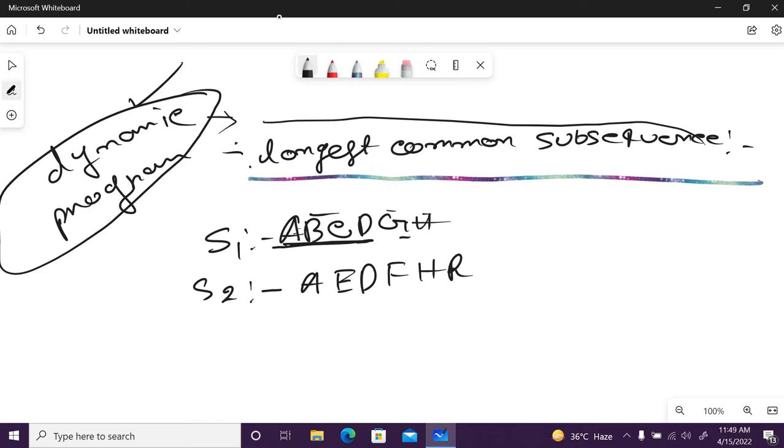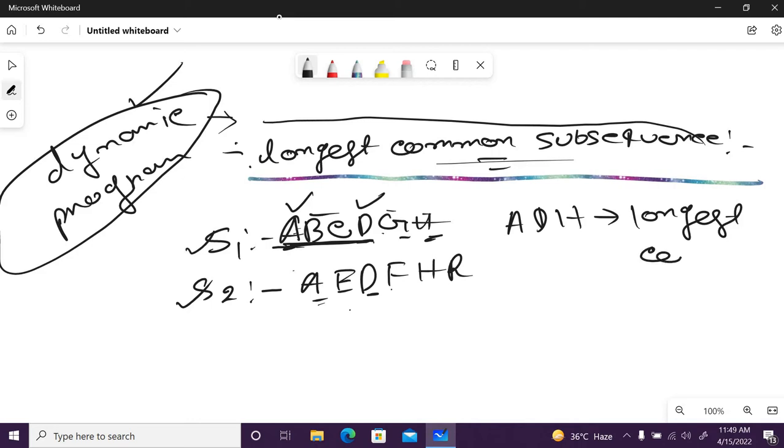So here the question is the longest common subsequence. A common subsequence means, between these two strings, what is common. A, D match, so it is a common subsequence. But is it the longest? No, because H is also there. So if you say A, D, H, then we can say it is the longest common subsequence, because it is the longest. ADH is in both. Further, we cannot find any longer common subsequence.